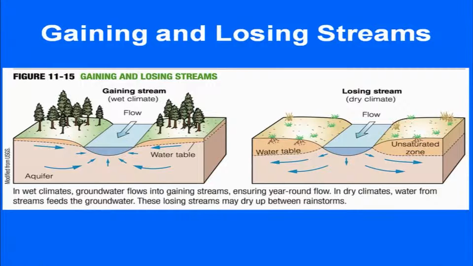Whereas in dry climates, water from the stream feeds the groundwater. So, you will have flow in a dry climate for some time, and the water in the channel will help recharge the groundwater. This losing stream may dry up between rainstorms. During a rain spell, you will have some water in this, but it will recharge the adjacent aquifers. Hence, after the rain, this channel will dry out, termed a losing stream, whereas in the wet regions mostly you will have the gaining stream. So, water will remain throughout the year. Please remember the difference between the gaining stream and the losing stream.